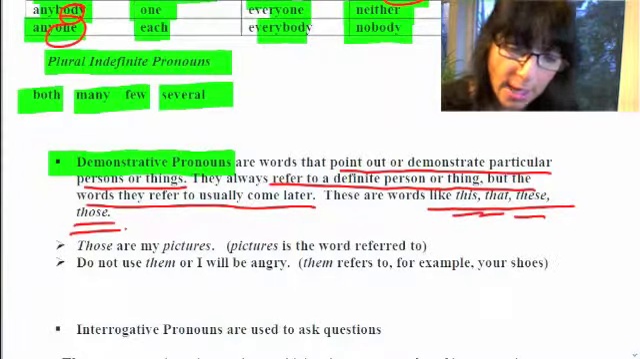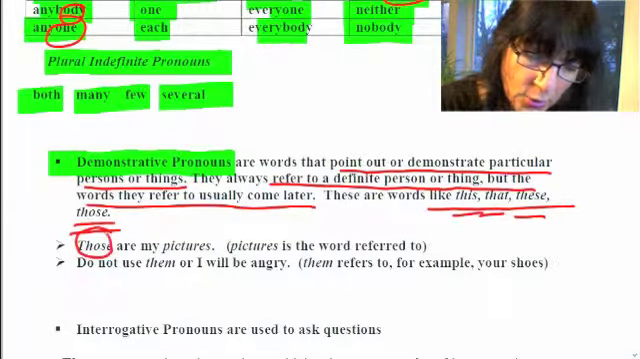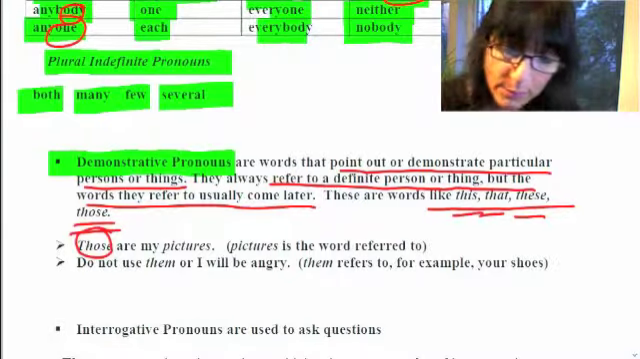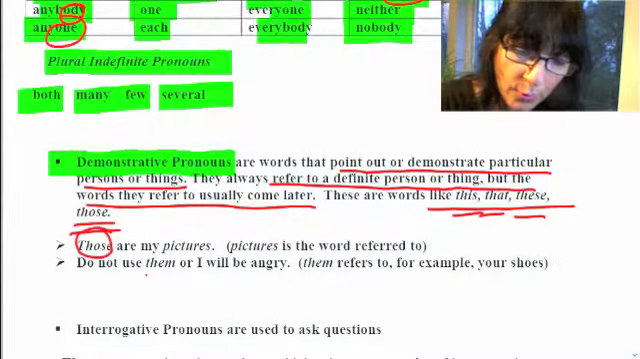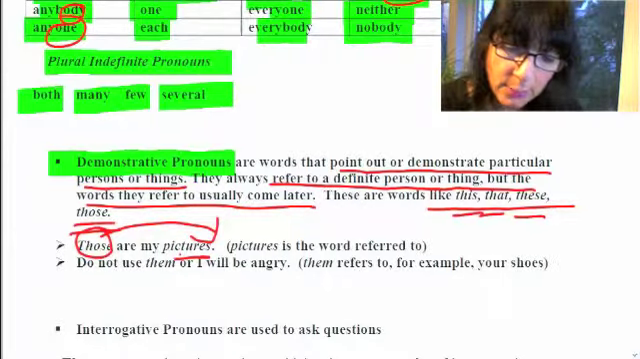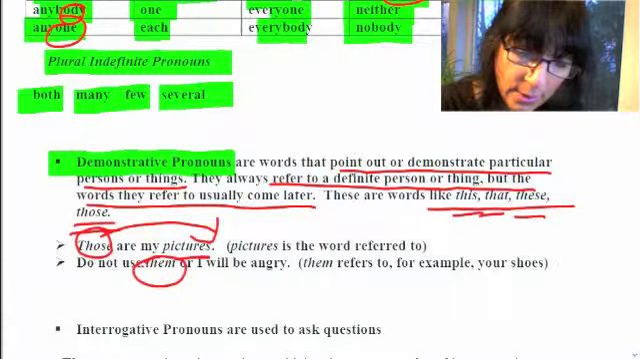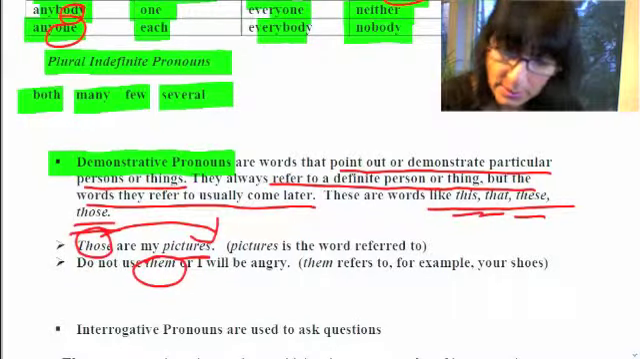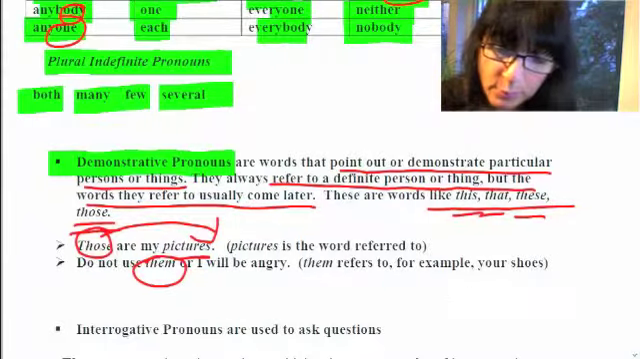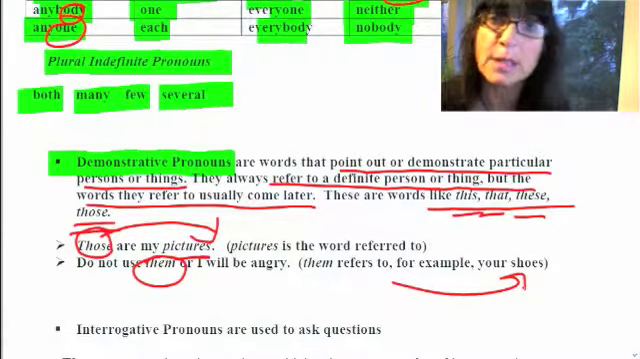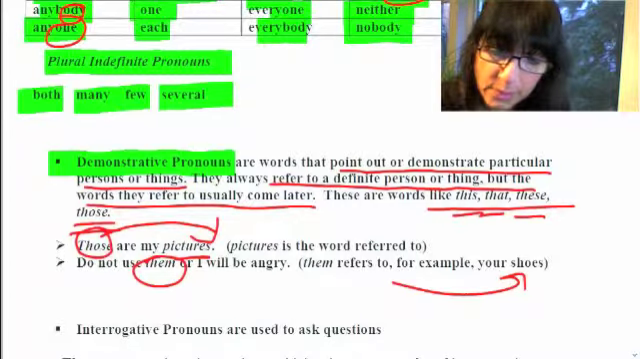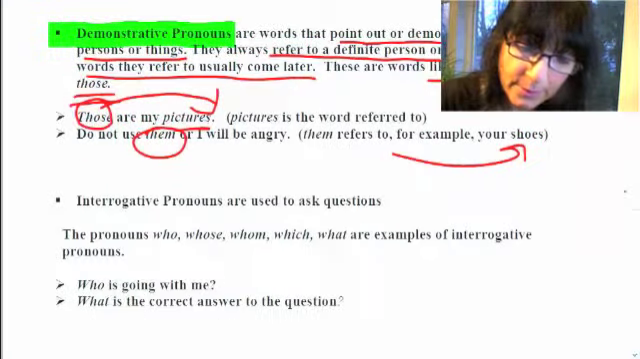Let's look at two quick examples. Those are my pictures. So you'd be pointing, you'd be demonstrating to some pictures when you say that. So the demonstrative pronoun those is referring to the noun pictures. In this next example, do not use them or I will be angry. Them, you'd be pointing to something, demonstrating them. Now in this case, you're not sure from this short sentence what it's referring to, but it could, for example, be referring to something like shoes. You would have to read a little bit more in a paragraph or in a few sentences to understand what the reference is.